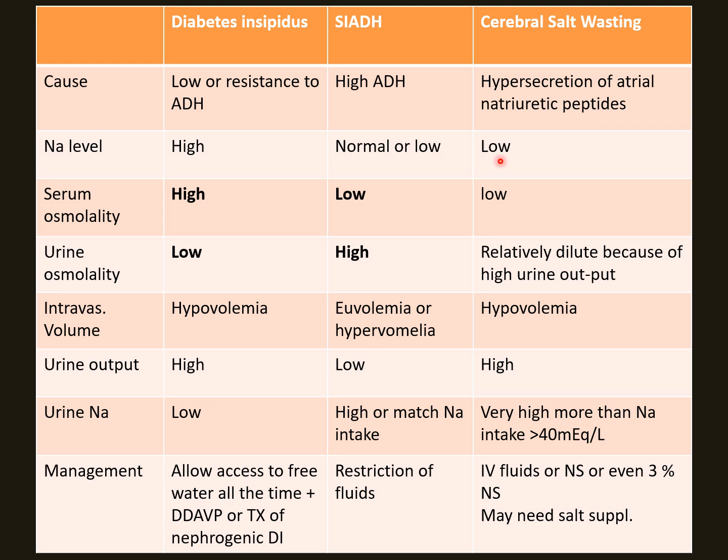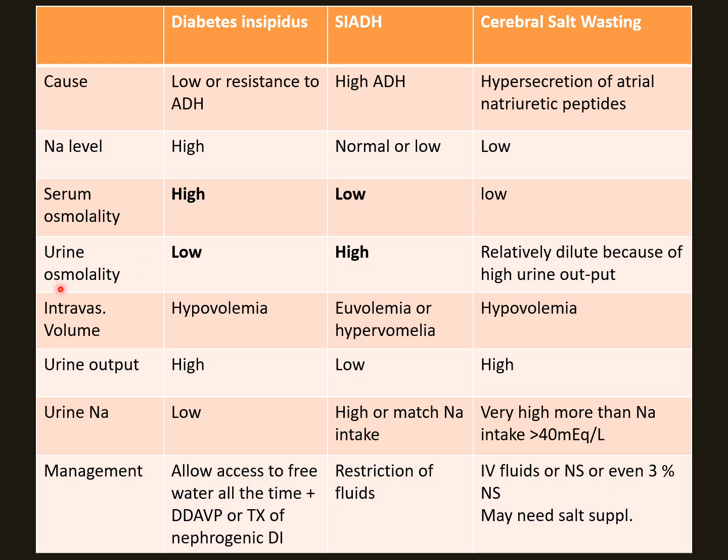The cerebral salt wasting, from the name, they have low sodium. Serum osmolality in the cases of diabetes insipidus will be high. So hypernatremia with high serum osmolality. In the cases of SIADH will be hyponatremia with low serum osmolality. In the cases of cerebral salt wasting, the serum osmolality will be low.